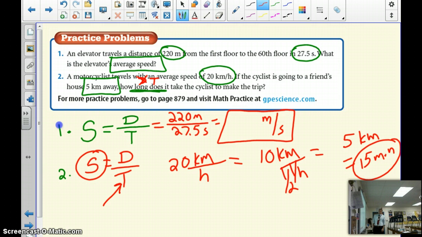I think I did a poor job explaining that. If you want to go about it another way, you could plug in where your S is 20 kilometers per hour equals 5 kilometers divided by t, and then solve for t.